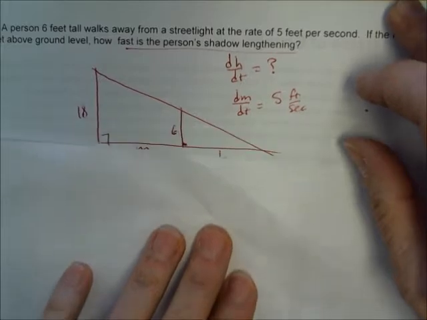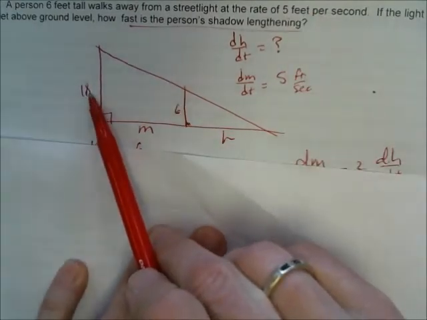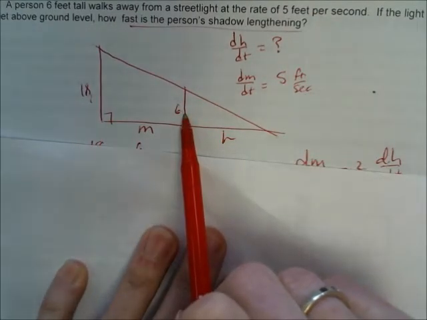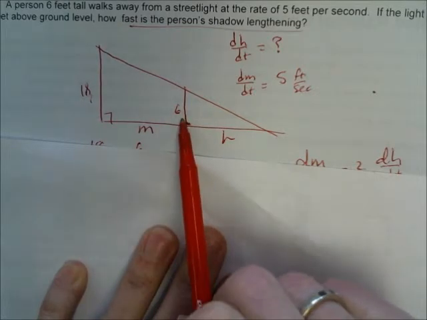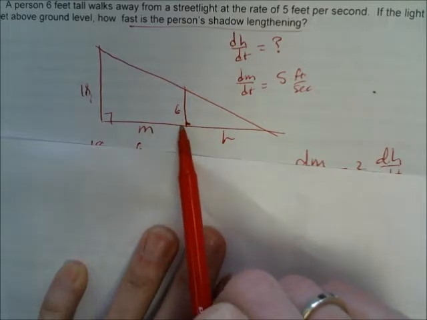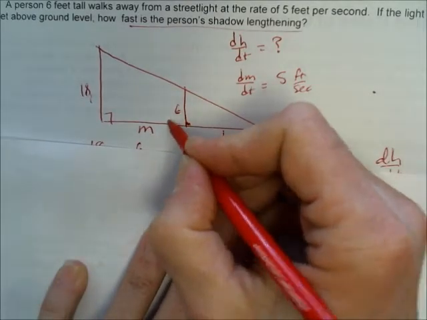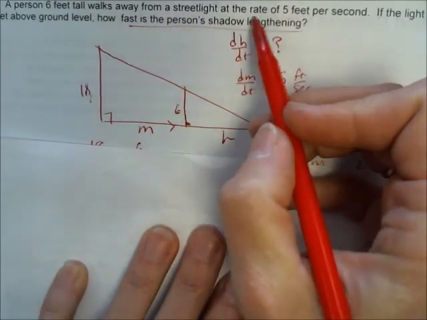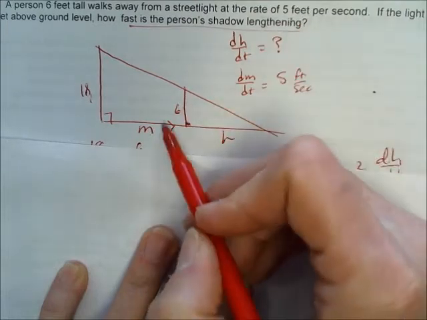On number 3, there was a very similar question on a previous video about a person walking away from a street light. Here's a street light. Here's the person. 18 feet, 6 feet are constant, so they're marked as 18 and 6. M is for man. The man is walking away from the street light in this direction. And the 5 feet per second is dm/dt.